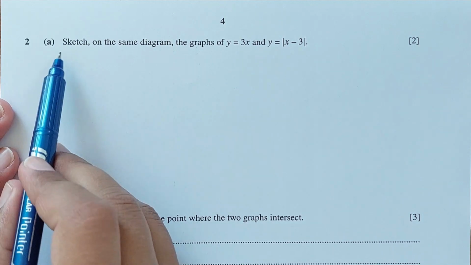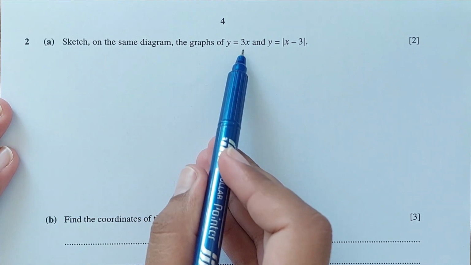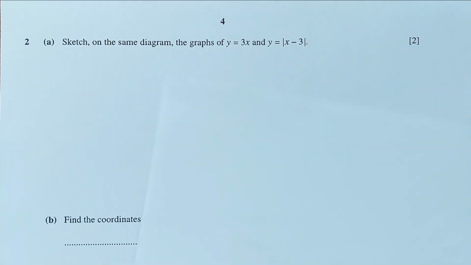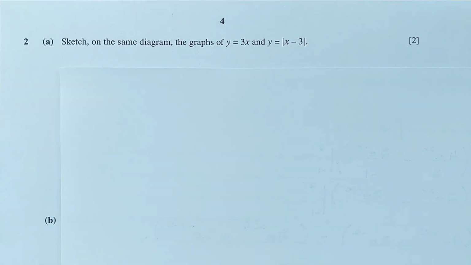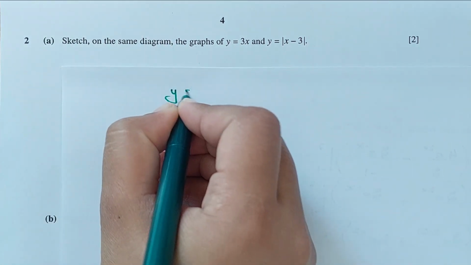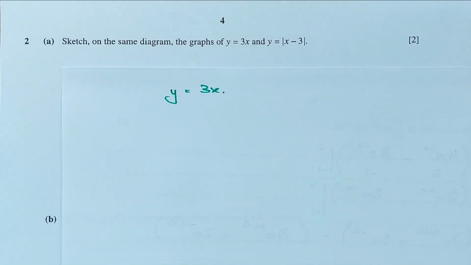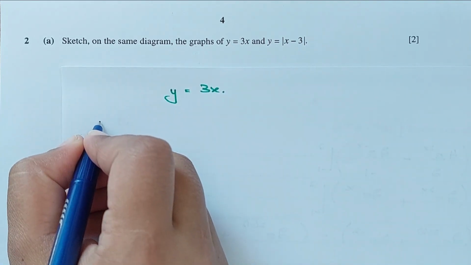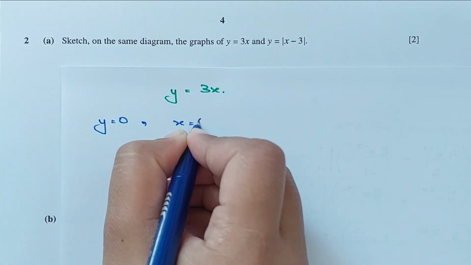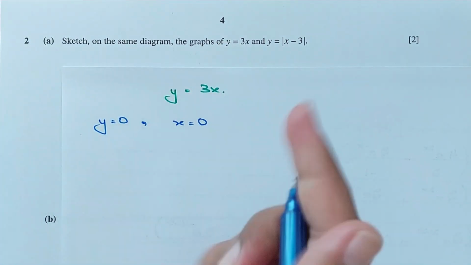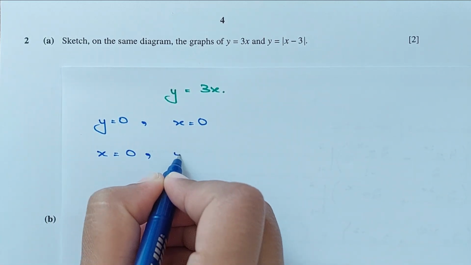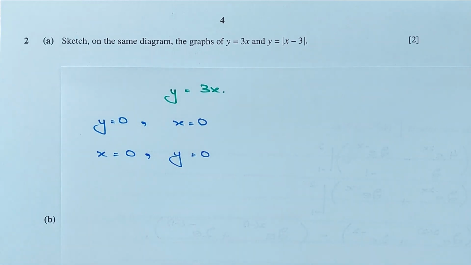Question number 2, part A: sketch on the same diagram the graphs of y equals 3x and y equals the absolute value of x minus 3. Let me consider both functions and find their x and y intercepts first. For the first function, y equals 3x, when y equals 0, x is 0, and when x is 0, the y value is also 0.